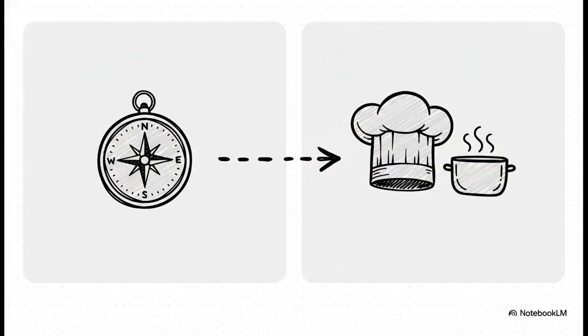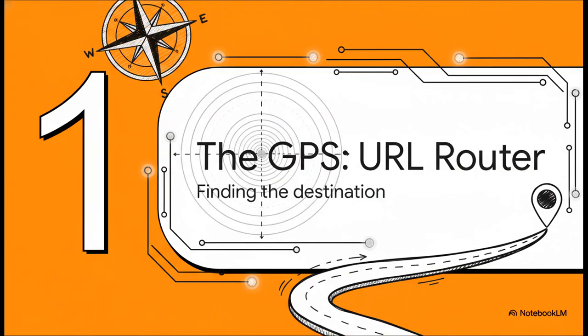Okay, to really get this, we're going to use a simple analogy. Think of it like this. You're ordering food from a really fancy, high-tech restaurant. The URL router? That's your GPS. Its whole job is to figure out exactly where your order needs to go. And the view? Well, the view is the chef at that destination, the one who decides what to cook up just for you. So you've got the GPS finding the location and the chef preparing the meal. Simple, right? So, let's start with that GPS, the URL router.